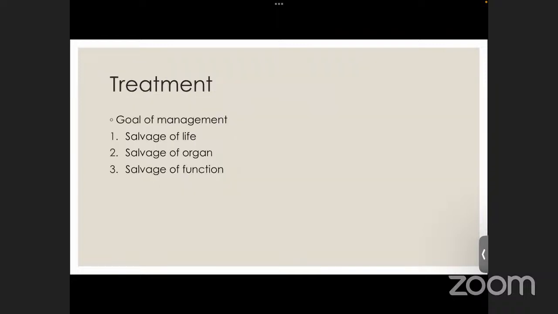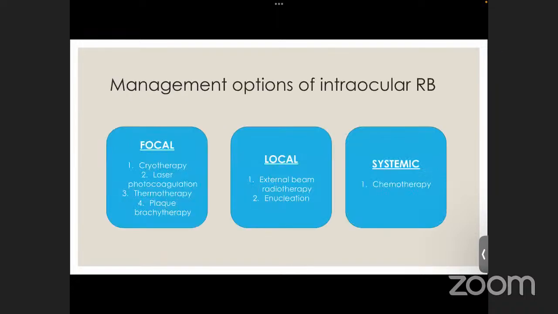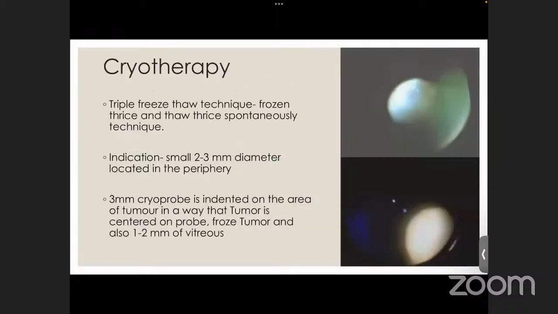Coming to the treatment, like other cancers, we have a goal of management in a line. First is salvage of life, then salvage of organ, in our case salvage of eye, and then salvage of function. So we have three management options for intraocular retinoblastoma. First is focal therapy, which includes cryotherapy, laser photocoagulation, thermotherapy, plaque brachytherapy. Then we have local therapy, external beam radiotherapy, enucleation, and then we have systemic therapy, that is chemotherapy.